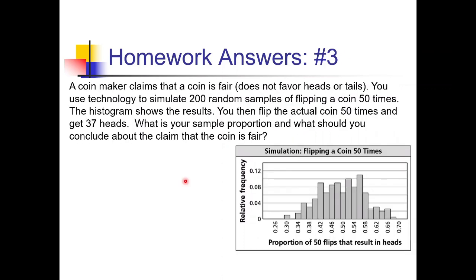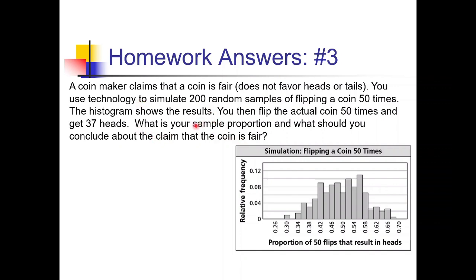On this problem, we have a coin maker claiming that a coin is fair, which is to say it does not favor heads or tails. You use technology to simulate 200 random samples of flipping a coin 50 times, and the histogram shows the results. You then flip the actual coin 50 times and get 37 heads. We want to know your sample proportion and what you should conclude about the claim that the coin is fair.